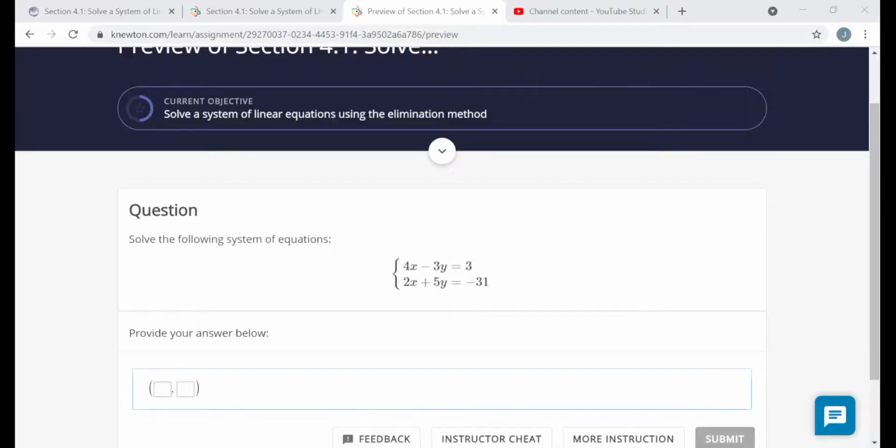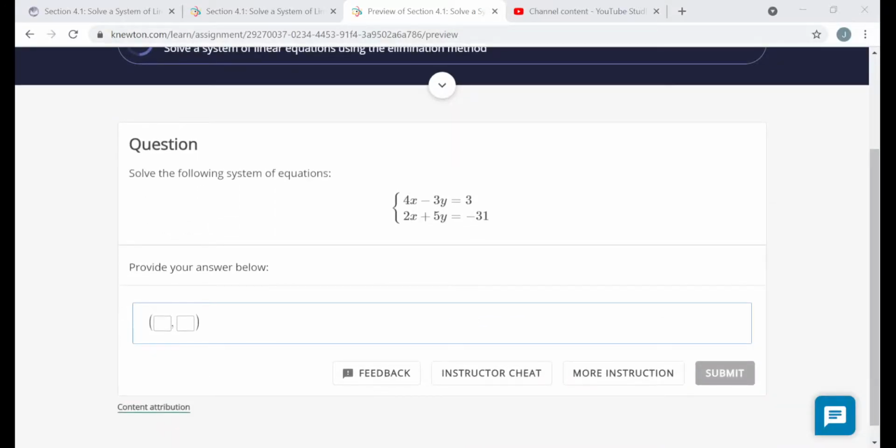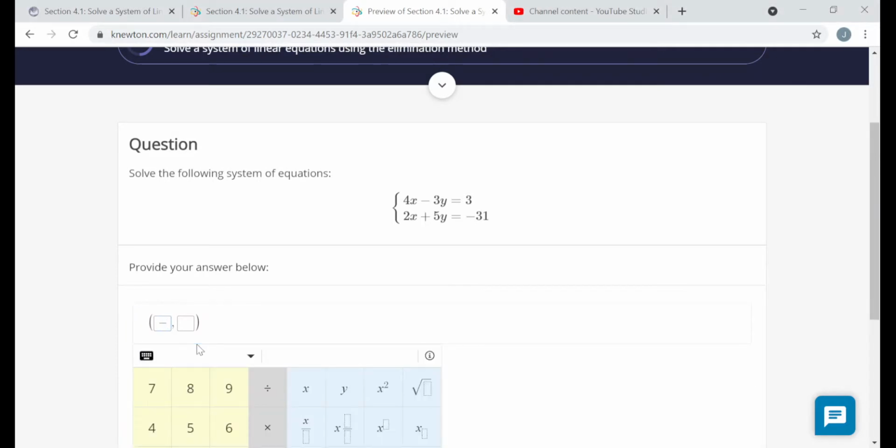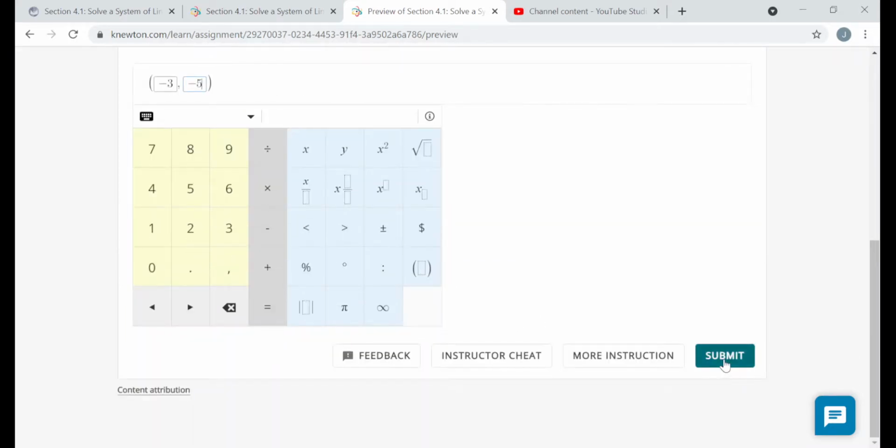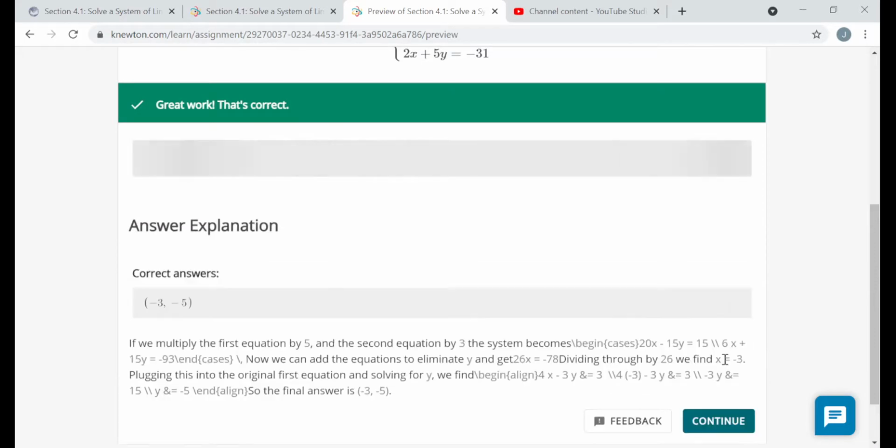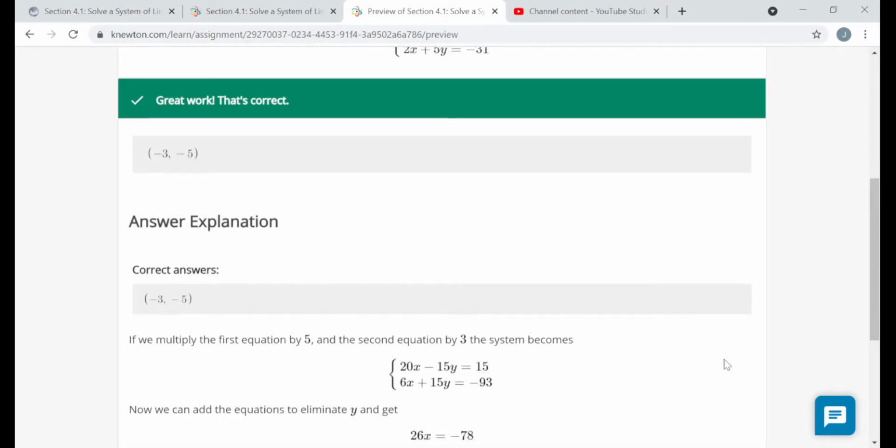And that's what I'll enter. Now again, they already got the parentheses here, the comma. You just need to enter the x coordinate, negative 3, and the y coordinate, negative 5, of the solution. And submit. Alright, I believe I'll have one more of these.